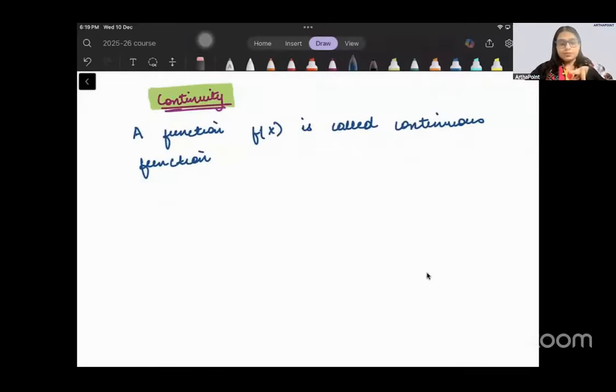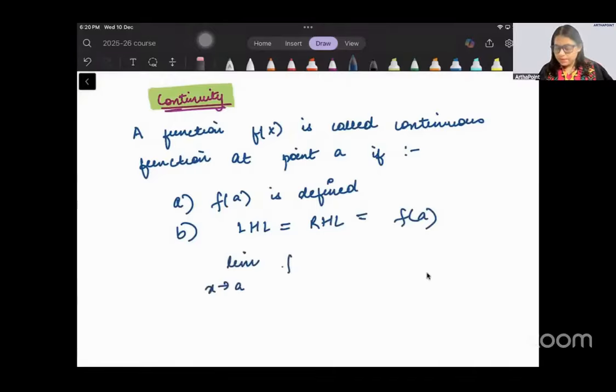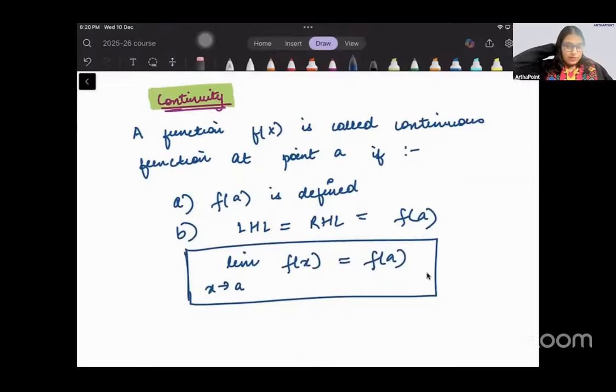But formally, a function is called continuous at point a if first f of a is defined. Second, left hand limit is equal to right hand limit is equal to the value of the function. That means limit x tends to a, f of x is equal to f of a. If this is satisfied, then we can go ahead and we can say that the function is continuous.